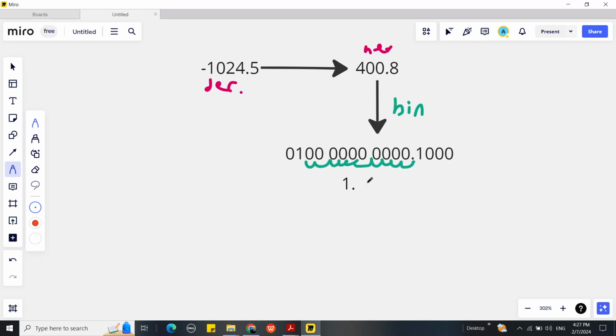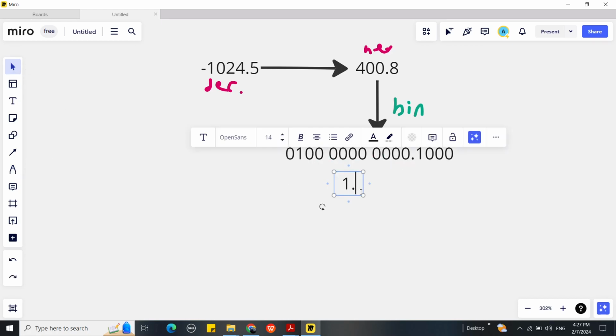1, 2, 3, 4, 5, 6, 7, 8, 9, 10. So remember, we have 10 as our power, right? So now let me write everything after this dot. 0, 0, 0, 0, 0, 0, 0, 0, 0, 0, 1, and then 0, 0, 0. And also I can add 0 here, but no need for it.